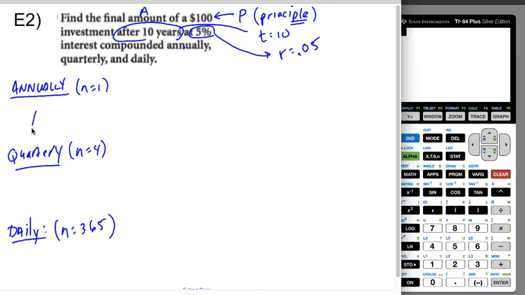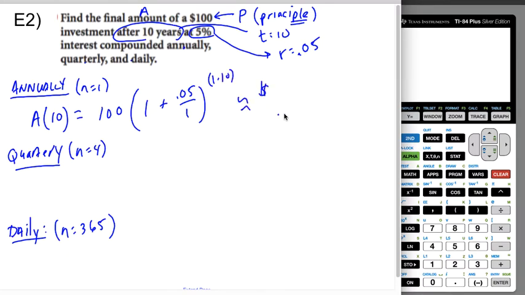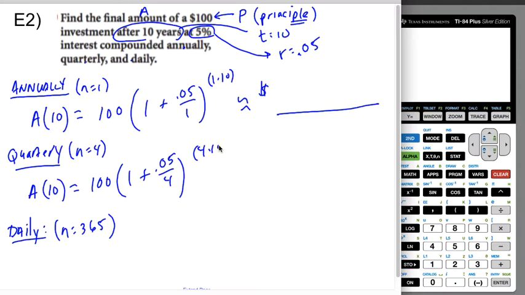So my amount, A of 10, is going to be P, which is 100, times 1 plus r over n to the nt, which would be 1 times 10. And that's what I'm going to put in, and I'm going to get a value in dollars. I'm going to do the exact same thing here, but instead of plugging in n is 1, I'm going to plug in 4. That's the only difference here. So this would be 4 times 10. And again, we're going to find that value in a sec.